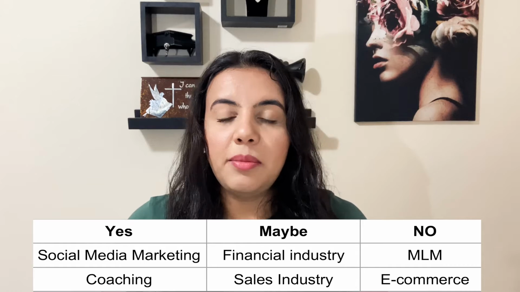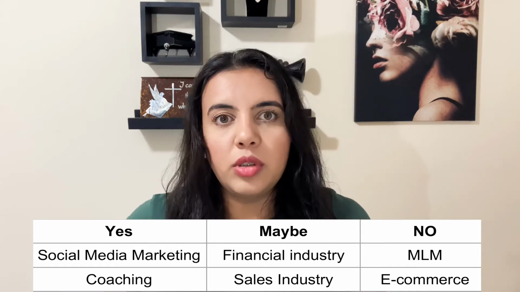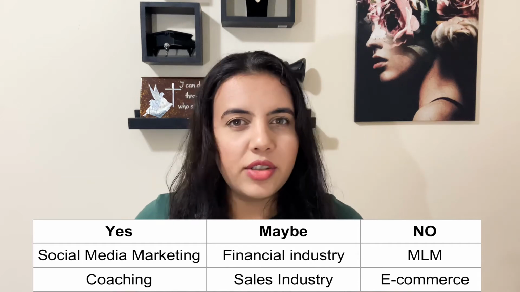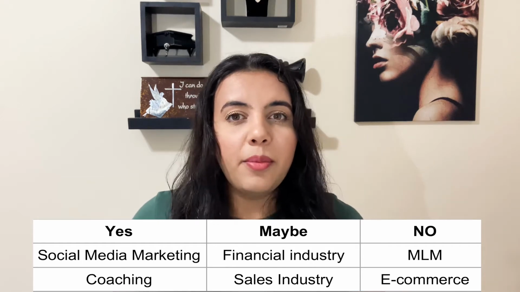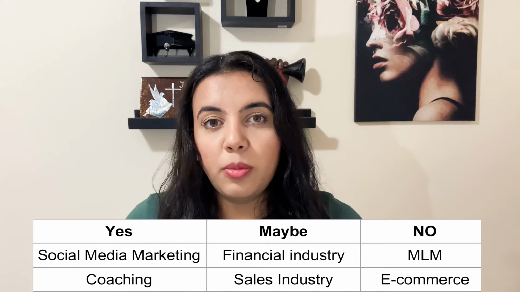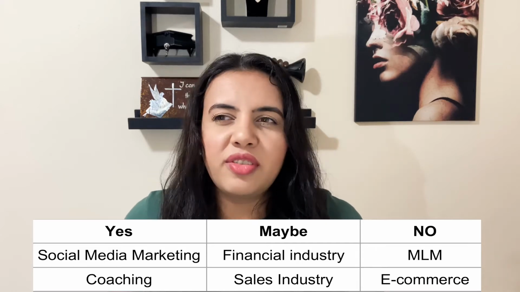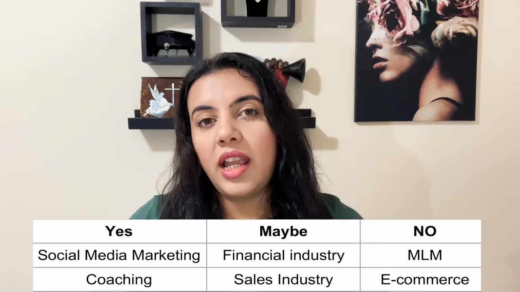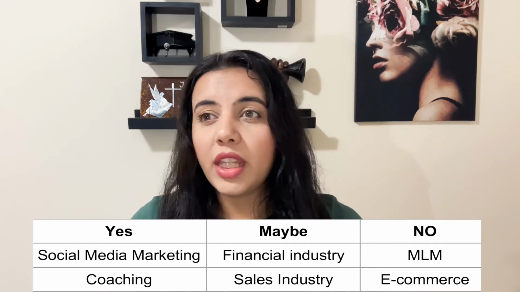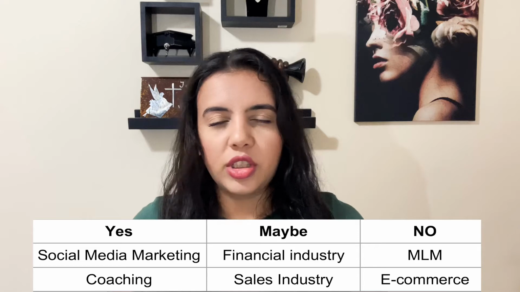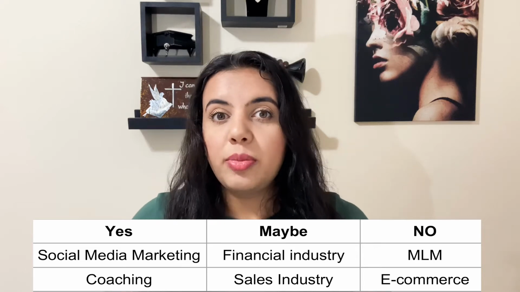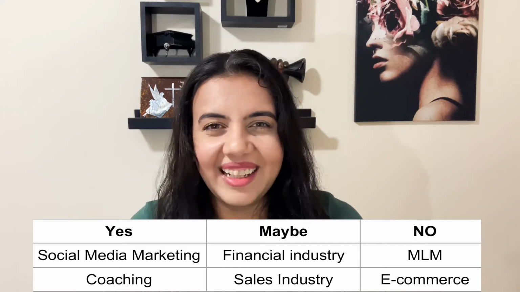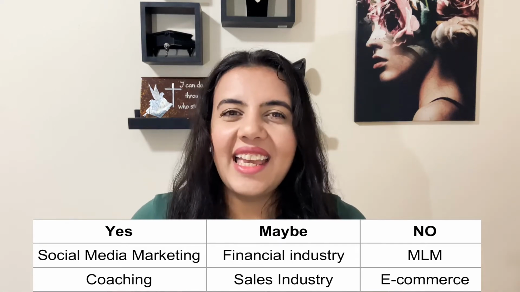So basically my no column, that I know I will not try, at least for the time being, and I'm nowhere interested in, is MLM, which is multi-level marketing. I just don't feel this industry is for me. I have tried it before and I just didn't like it. It could work for other people, but I know that's not for me. So basically MLM, sorry, would be in the no column.